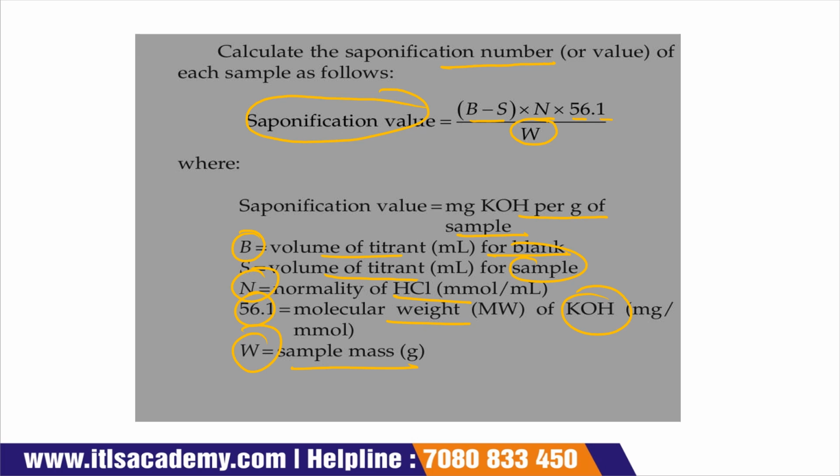When we put all these values into the equation, saponification value is equal to (B minus S) multiplied by N multiplied by 56.1, divided by W, then we get the saponification value. So this is all about the determination of the saponification value in fat or oil.